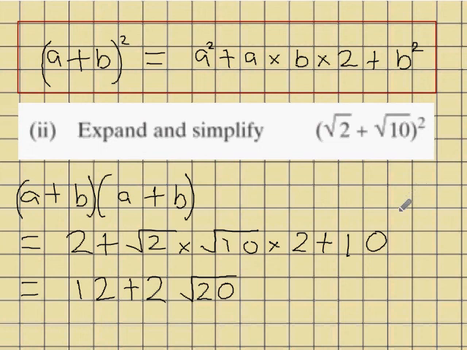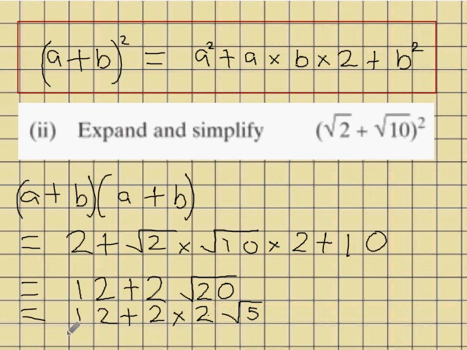Now we need to simplify root 20, and to do that, as in the first part of this question, look at what divides evenly into root 20, which of the square numbers. We said that root 20 in the first part of this question is 2 root 5, because root 20 is equal to root 4 times root 5, so it just simplifies to 2 root 5. So we're left with 12 plus 2 times, I'm writing it the long way with times, 2 root 5.